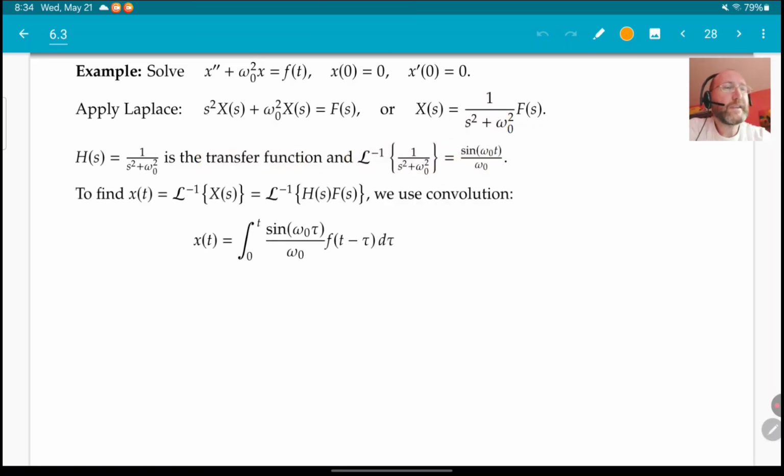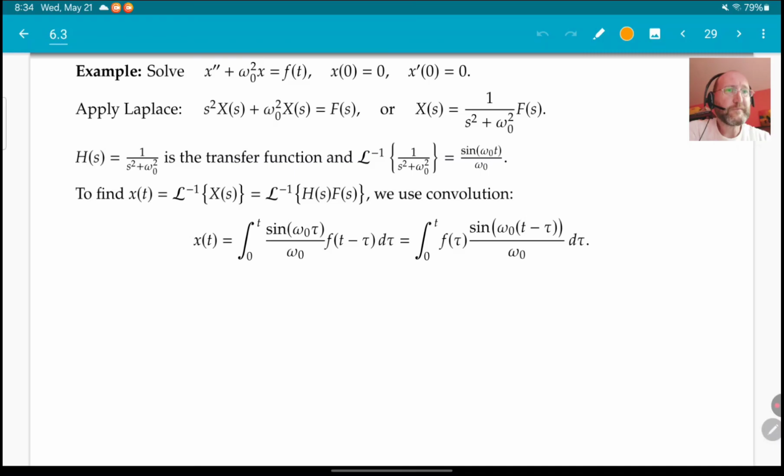So if we want to find little x, the actual solution to this equation, then we want to invert this, which is H of s times F of s. If I know H of s, I know F of s. We're just inverting, so that's the inverse Laplace transform of a product H times F. And so we use convolution. So you write x as a convolution.